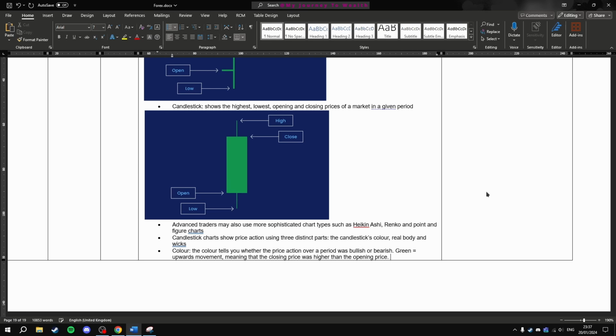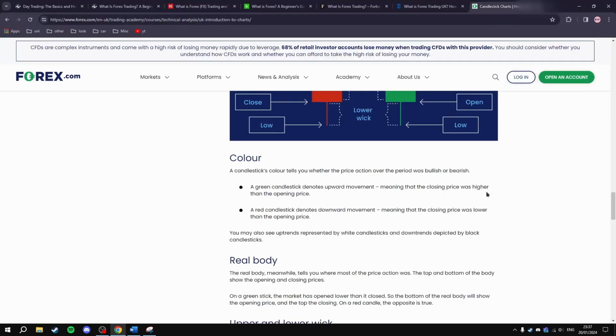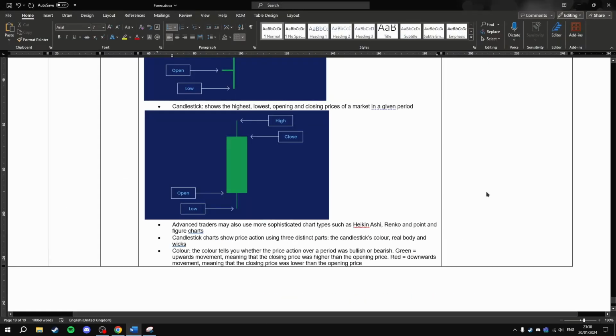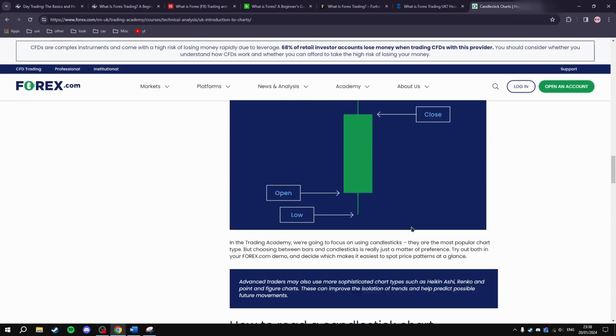Red is going to be the opposite. Red is downwards movement, meaning that the closing price was lower than the opening price. You may also see uptrends represented by white candlesticks and downtrends represented by black candlesticks.